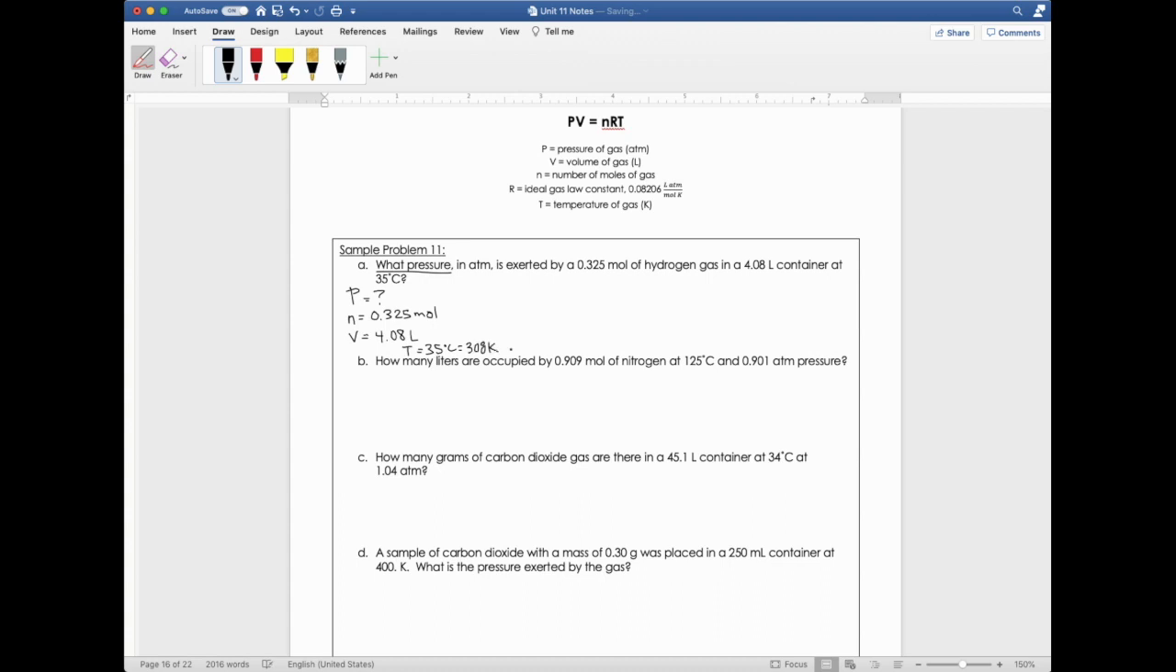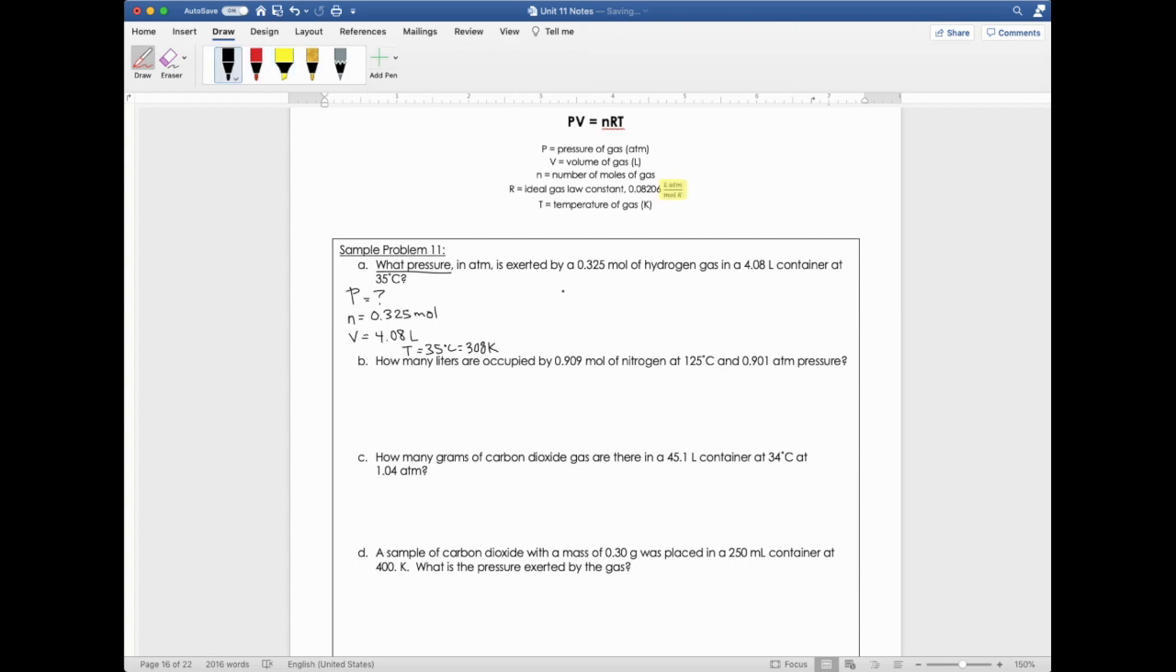The reason why, like I said before, you have to have all of these in particular units is because of this ideal gas law constant right there. So that has very specific units of liters atmospheres over mole Kelvin. Which is why in Boyle's law, Charles's law, Gay-Lussac's law, it doesn't matter. However, for the ideal gas law, it does.